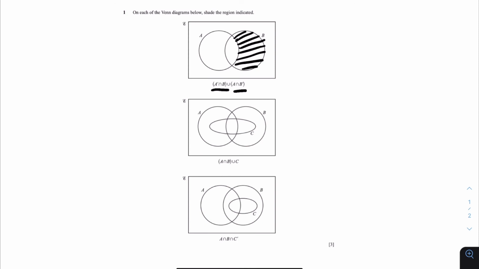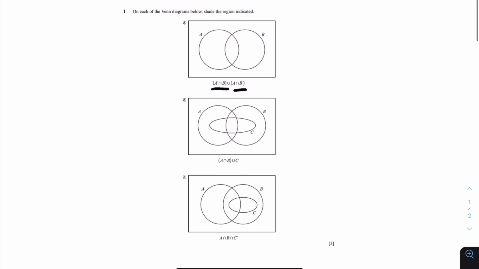Now we have to find the union with A intersection B prime. So B prime means the area that's not B, and A is the area which is A. And in that case, it's this region here. So, knowing this, since it's union, we actually shade both those regions. So let's just do that here. Again, don't mind my shading. It's not great, but I'm not an artist. Okay, so that's part 1 done.